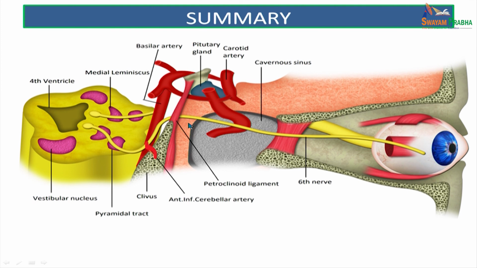passing through the Dorello's canal, which is created by the petrosphenoid ligament, and then it enters into the cavernous sinus, related laterally to the internal carotid artery initially, and as it courses forward, it is related inferolateral to the internal carotid artery, enters through the tendinous ring of Zinn of the superior orbital fissure, and enters into the orbit to supply the lateral rectus.